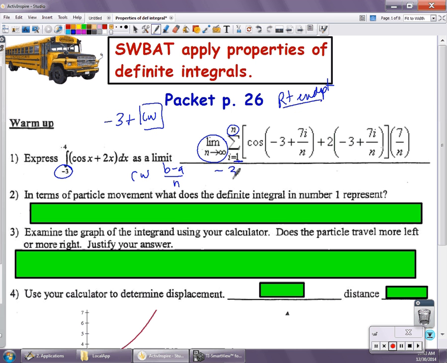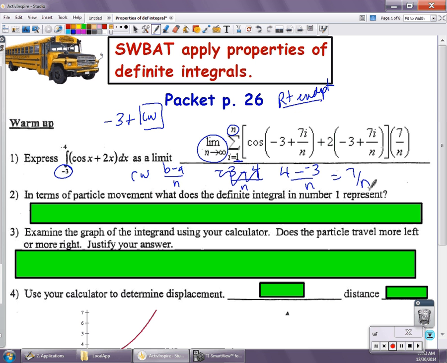So -3 minus 4 over n, which gives us 7 over n. Oh, I did a minus b, sorry. B minus a over n. I knew something was wrong.